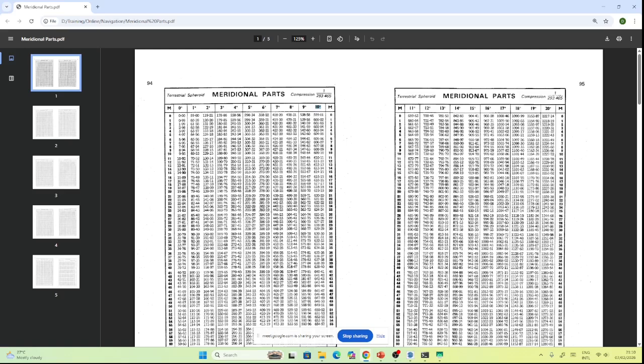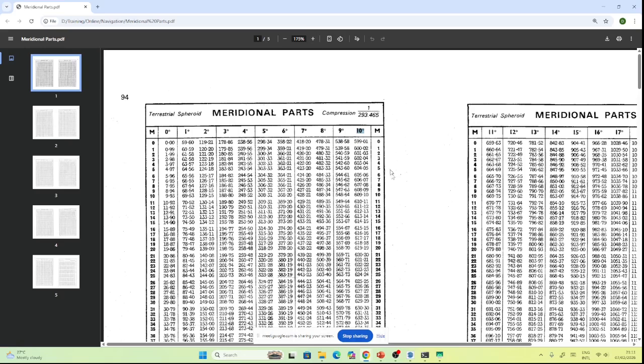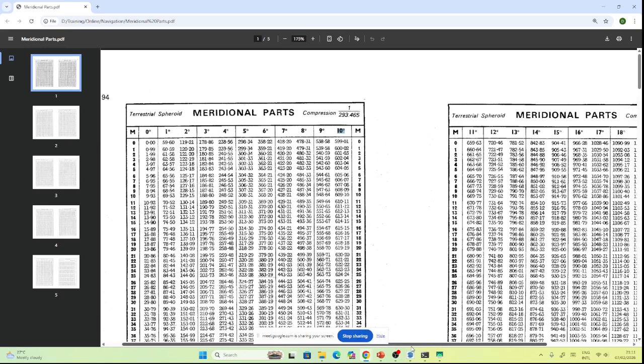Can you guys see? Yes, sir. Okay, you can see here 10 degrees 0 minutes is 599.01. What is this 599.01?